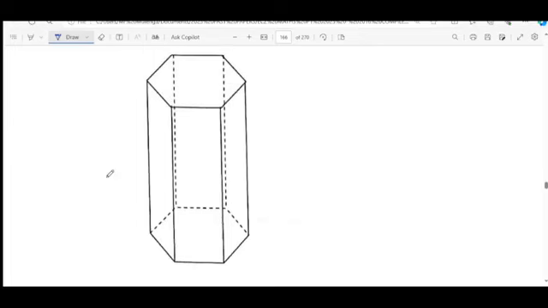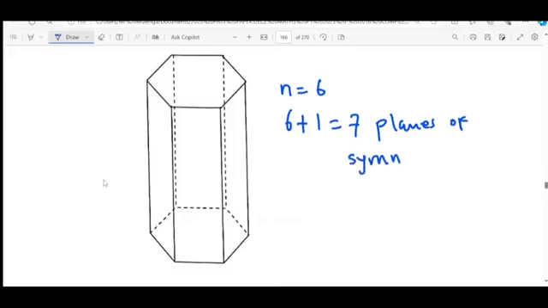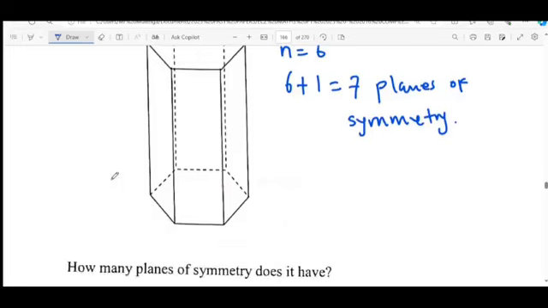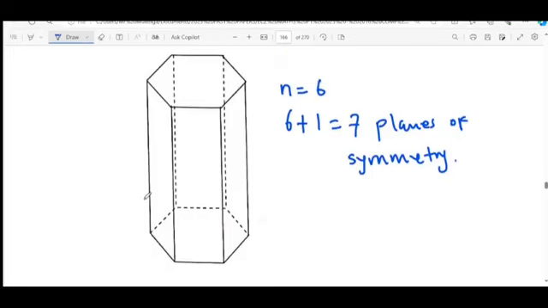What you do is, you take the number of sides that this regular hexagon has. In this case, it's 6. So you say 6 sides plus, when you cut it through the middle right here, 1 more. So 6 plus 1 is 7. So this one has 7 planes of symmetry. As simple as that, it's very easy to answer this. So it has 7 planes of symmetry. We have answered this question.